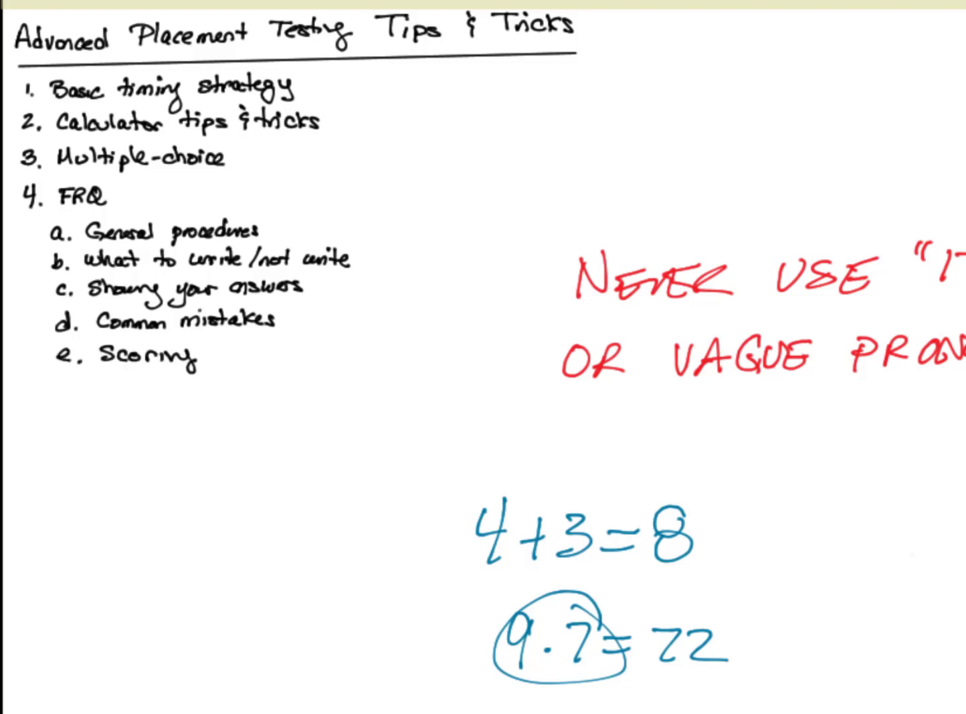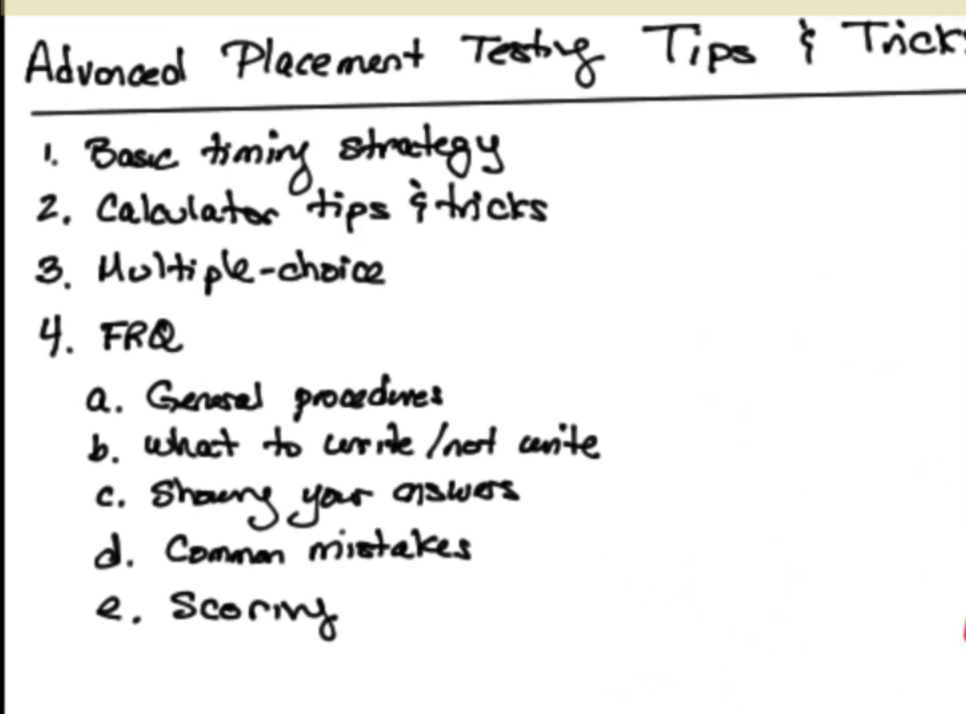And the last thing is about scoring. Remember, multiple choice, they're all worth the same. So it's either right or it's wrong. Free response, it's only whole points. So 6 points total for pre-calculus, 9 points total for the calculus exam.